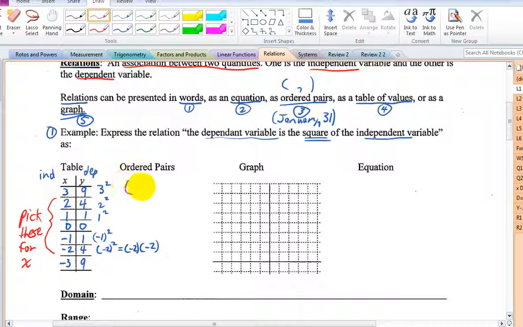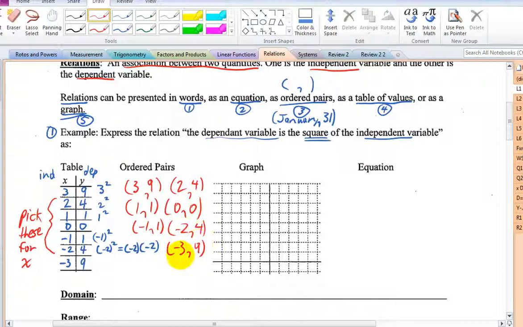Now, I want you to write these all as ordered pairs. Okay, write them as ordered pairs. So for example, 3, 9 would be (3, 9), and that's why we have x first. 2, 4 would be (2, 4). (1, 1), (0, 0). Make sure you have brackets and commas. That's extremely important. (-1, 1), (-2, 4), and (-3, 9). Okay. So this is the second way. This is the third way to write the same data.